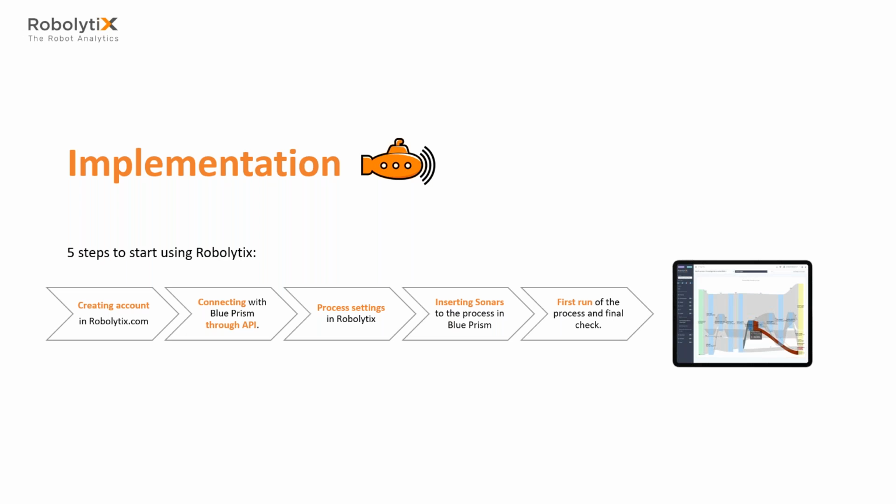Once this is done, we need to place the sonars in the actual Blue Prism code. It is not difficult because everything comes as a Blue Prism release, so there is no need for modification of your process design. I will show you in the next slide how this is done. And then once this is all done, you can start measuring your processes.